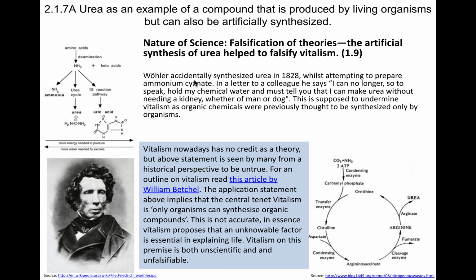So Friedrich Wöhler accidentally synthesized urea in 1828 whilst attempting to prepare ammonium cyanate. So ammonium cyanate is actually an inorganic compound, and he mixed it with another inorganic compound, and it created urea, which is what we call an organic compound. So that meant it came from 2 inorganic things.